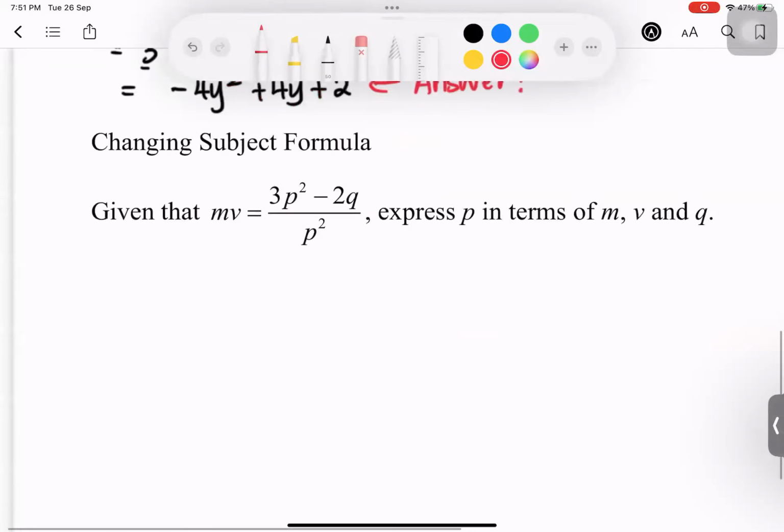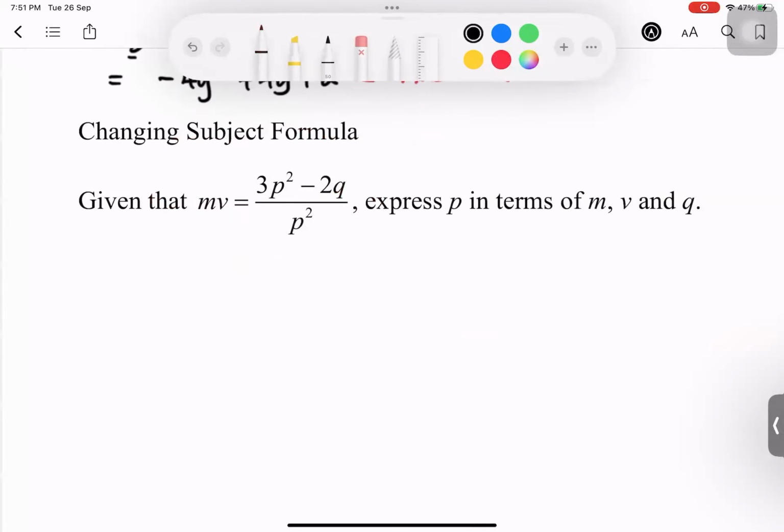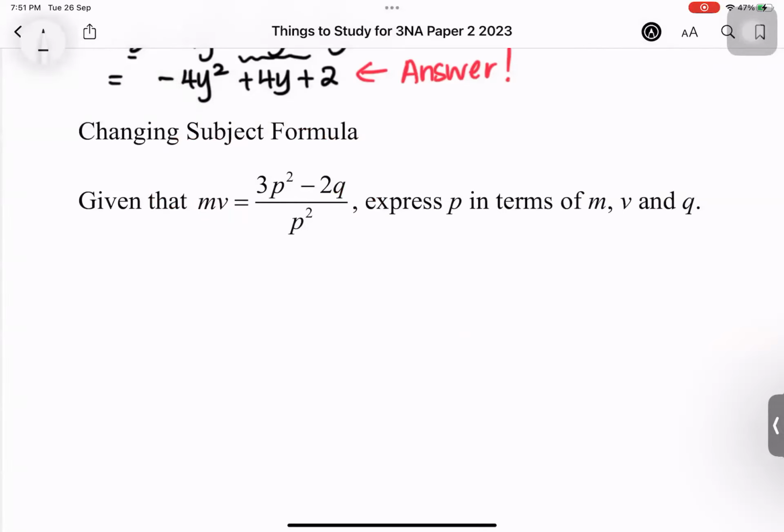Next type of question, changing subject of formula. This one is a favorite. What do we need to do? If the question really comes out this type, it's the standard one. First one, I see anything with fraction, what do we do? Yes, cross multiply. First step, if you see a fraction on its own, you try to do cross multiply.